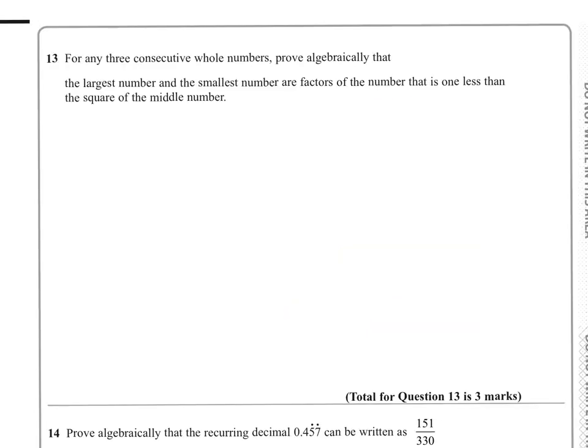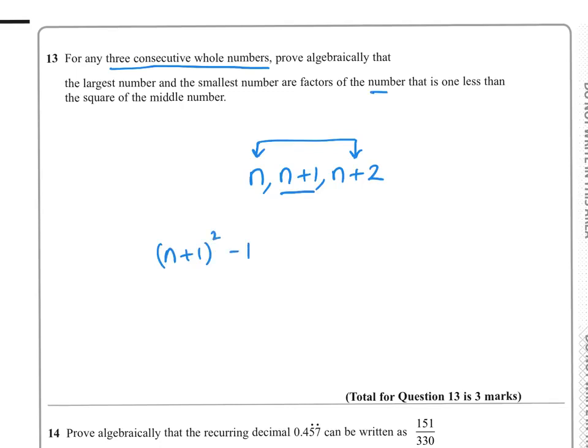Question 13. For any 3 consecutive whole numbers, well, let's just choose n, n plus 1, n plus 2. Prove algebraically that the largest number and the smallest number are factors of the number that is 1 less than the square of the middle number. So the square of the middle number take away 1 gives us this number here. And we've got to show that n and n plus 2 are factors of this number here.